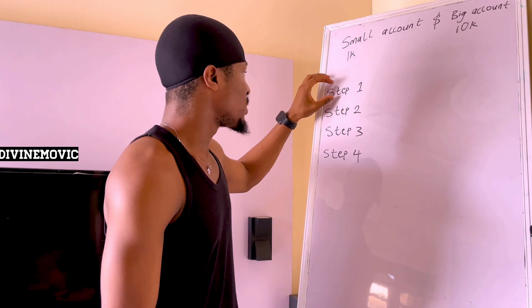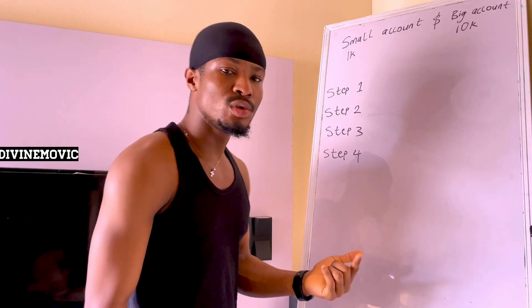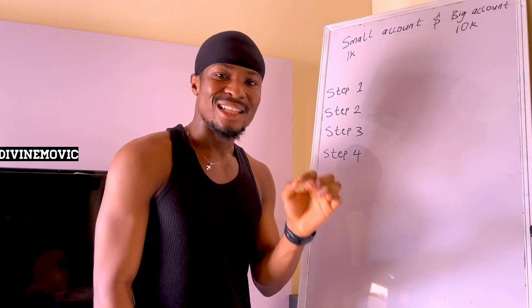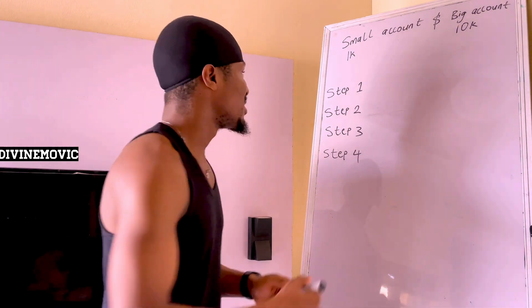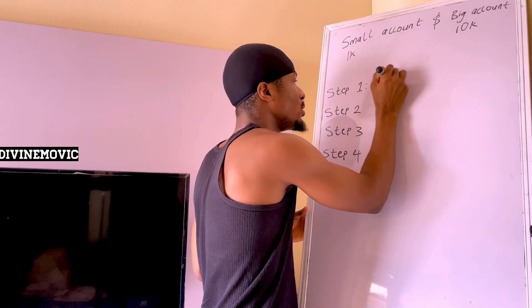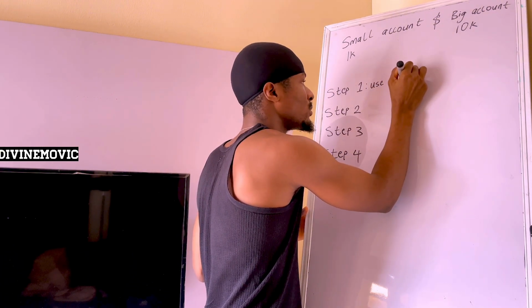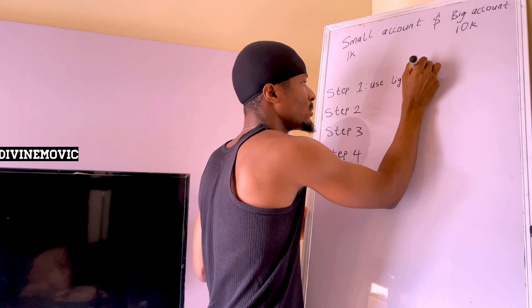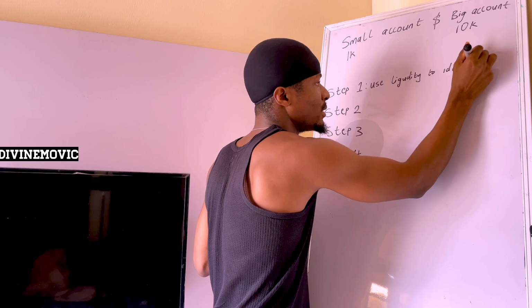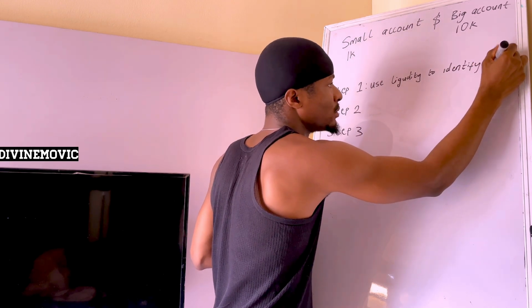Now, the first step is simply to use liquidity to identify the section you're going to trade. That means the first step here is to simply use liquidity to identify section.